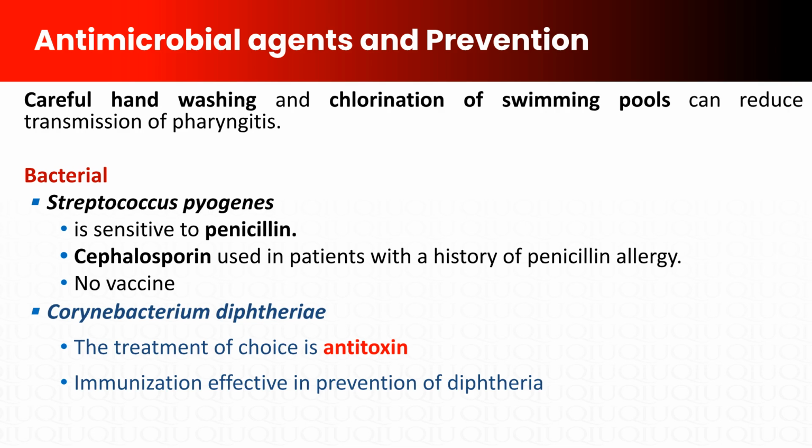The treatment of choice is diphtheria antitoxin, which is horse serum containing antibodies against diphtheria toxin. This must be administered as early as possible because it only neutralizes circulating toxin that hasn't yet bound to cells. Once toxin binds to cells, antitoxin cannot reverse the damage. Antibiotics, typically penicillin or erythromycin, are also given to kill the bacteria and stop further toxin production. But antibiotics don't neutralize existing toxin.